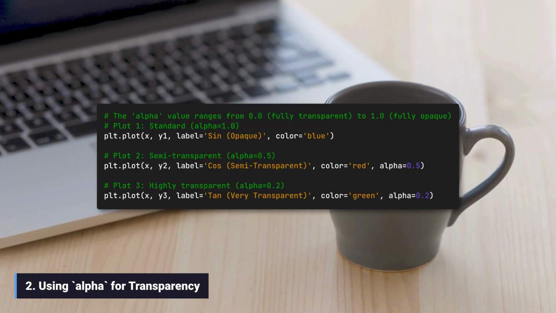Two, using alpha for transparency. The alpha parameter takes a floating point value between 0 and 1, where 1 is the default, fully opaque setting. We plot the 3 lines with progressively lower alpha values. Notice how the blue line with the default alpha of 1 completely obscures anything underneath it. The red and especially the green lines with lower alpha values allow us to see the other lines where they overlap.